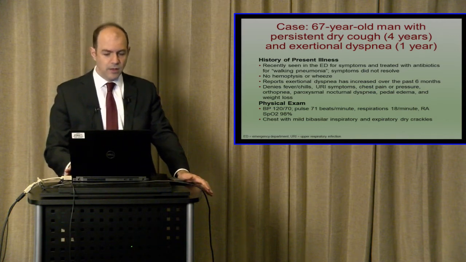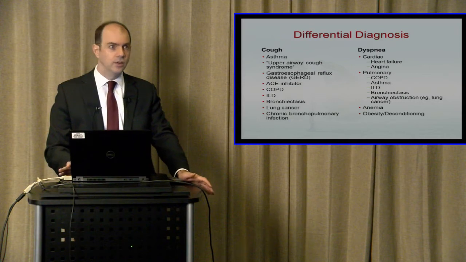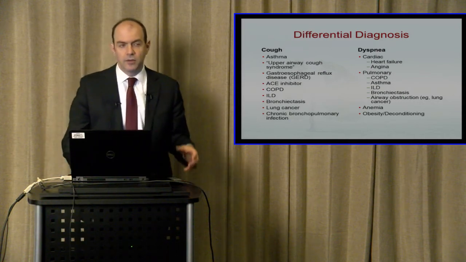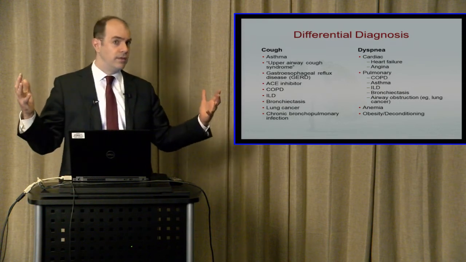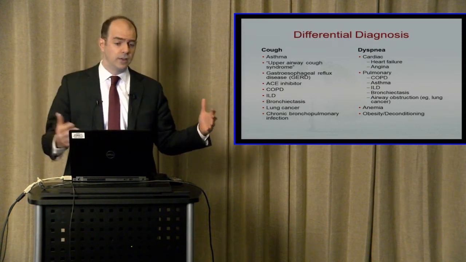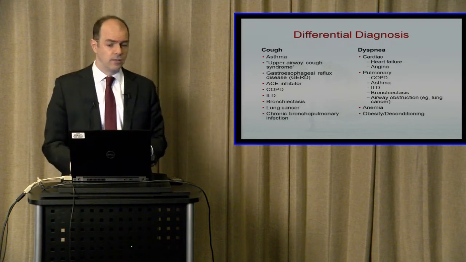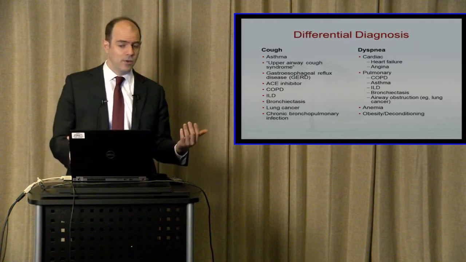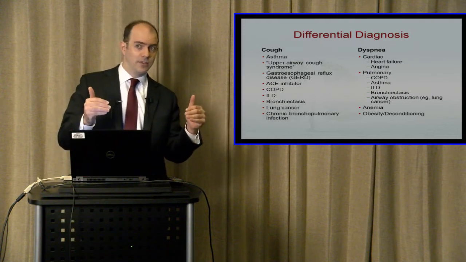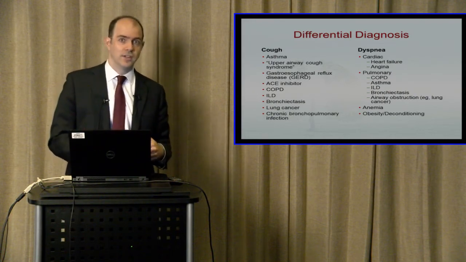On exam, the only thing we hear are inspiratory crackles. There's no wheezes, no rhonchi, no decreased breath sounds. And so with that very little bit of history and physical, you could immediately develop a very broad differential diagnosis, both for cough on the left and for exertional dyspnea on the right. And of course, ILD, the disease I'm talking about, no way that's not going to be at the top of a differential at this point. But my hope is that it's on your differential at some point.